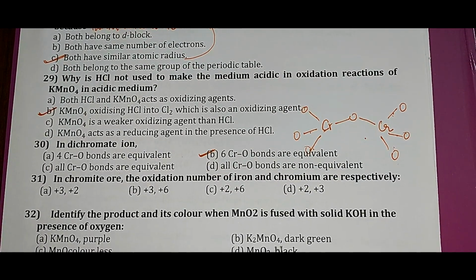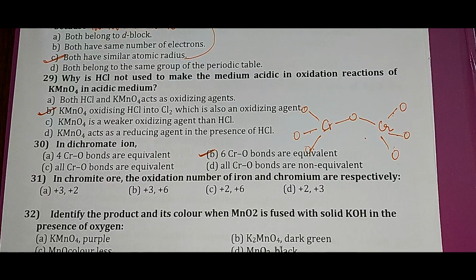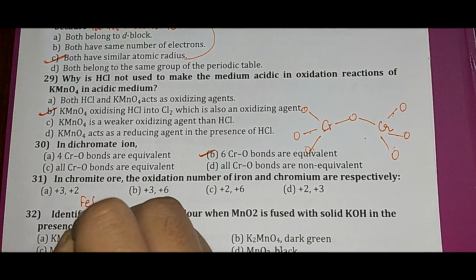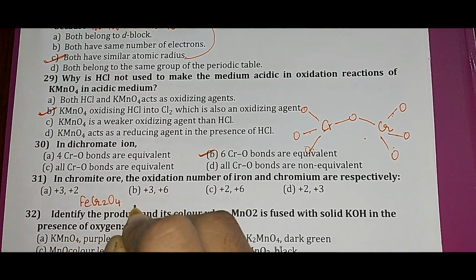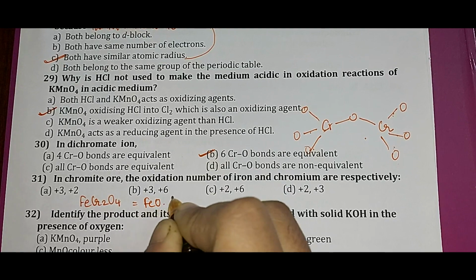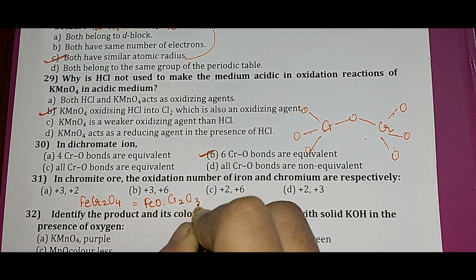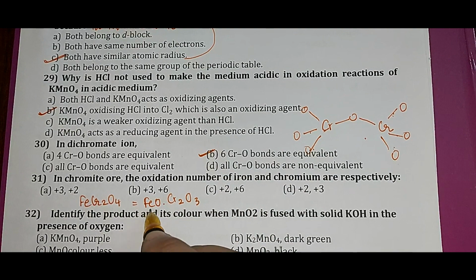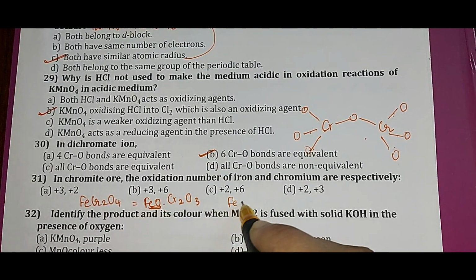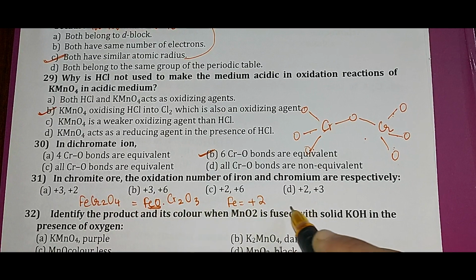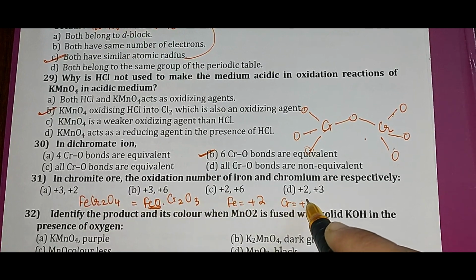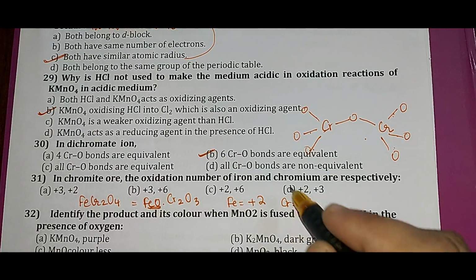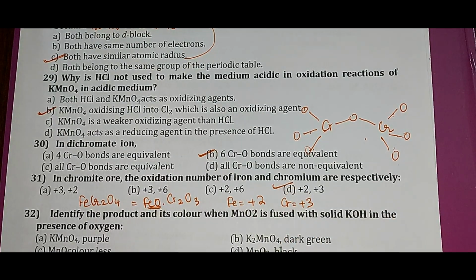Next, question number 31. In chromite ore, the formula for chromite ore, when we study about the preparation of potassium dichromate from chromite ore, we write it as FeCr2O4, which is nothing but FeO dot Cr2O3. Both mean one and the same. So in FeO, oxidation state of Fe is plus 2, and in Cr2O3, oxidation state of Cr is plus 3. So the correct answer is option D, plus 2 and plus 3.